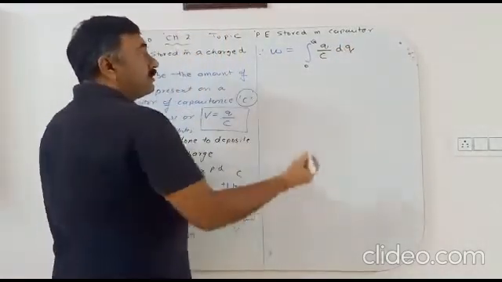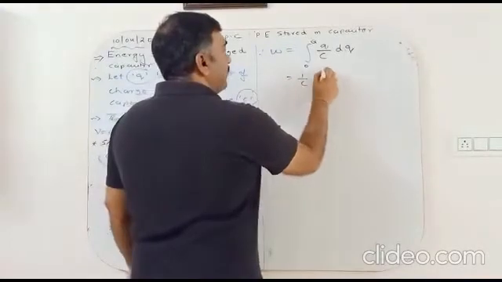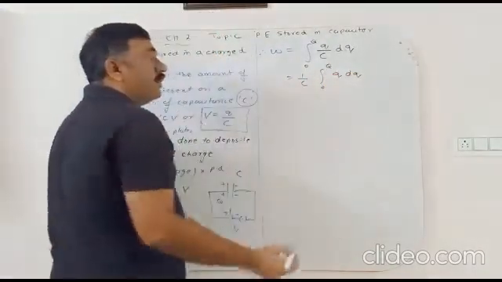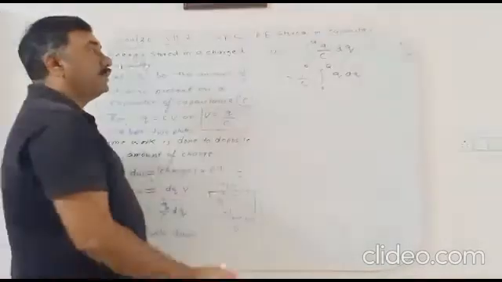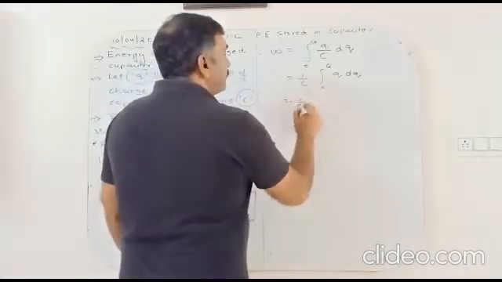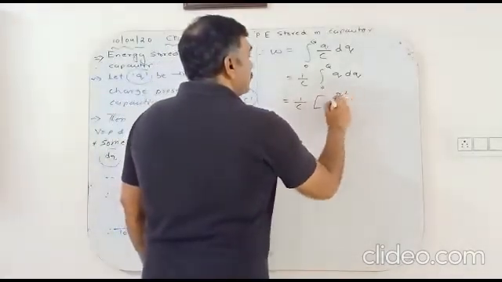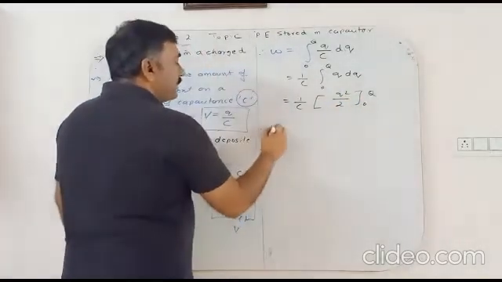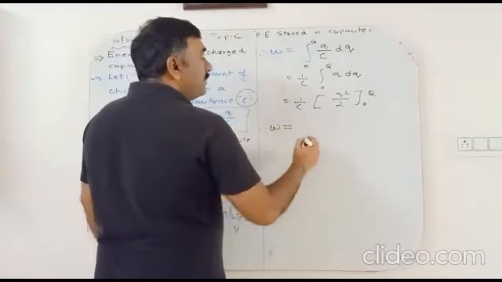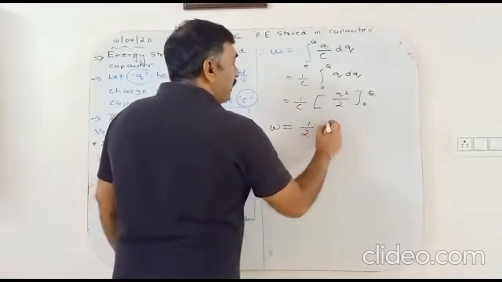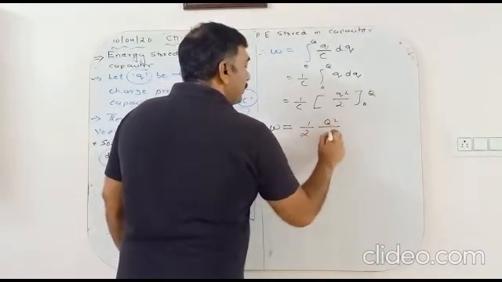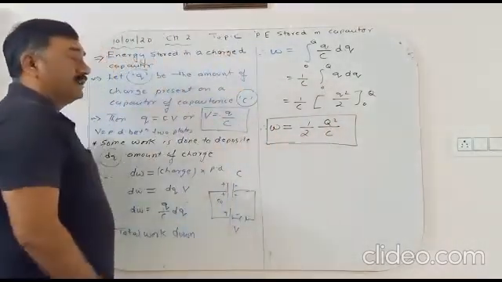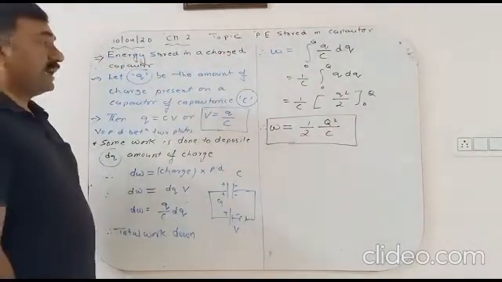Okay, तो C तो constant, तो 1 by C बाहर, 0 to Q, Q dq, and we all know that what is the integration of Q dq? Q square by 2, 0 to Q, by substituting. So what is the formula for work done? W is equal to half Q square upon C. So this is the formula for the work done to charge a capacitor.